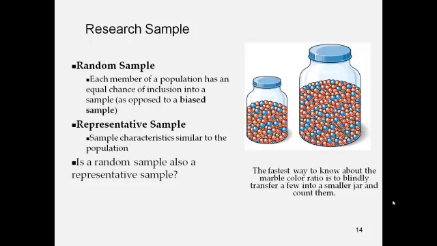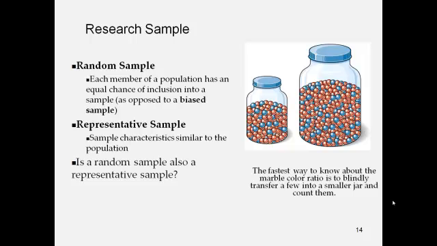And you would probably find that the ratio for the smaller jar is probably similar to the ratio in the bigger jar. Is it exact? Probably not. Could it be completely wrong? You never know. Maybe you got in your handful a whole bunch more red than blue. Who knows? But be that as it may, that is a way of getting a random sample.